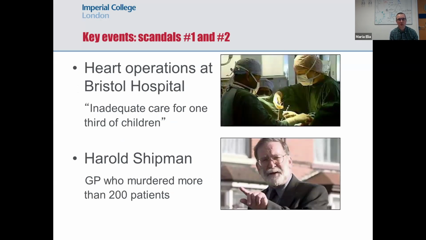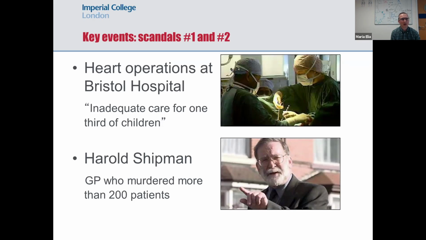So the first two big scandals that I want to tell you about. First one, heart operations at Bristol Hospital. This was in the early 90s. There were a couple of surgeons operating on very small babies, and they caused a number of deaths, which I'll explain more in a minute. And people realized that actually no one was looking at quality of care very much back then, and yet we had the data to do so.